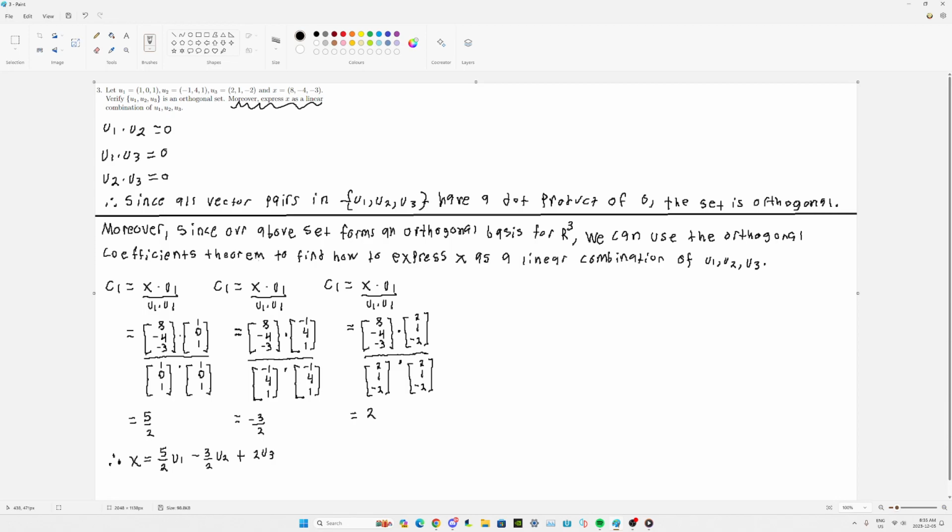But yeah, so the coefficients theorem is basically we have ci, that's just going to be the dot product of vector x with some vector ui, over ui dot ui. Right. That's going to give us our coefficients ci with respect to some x for some basis vectors.